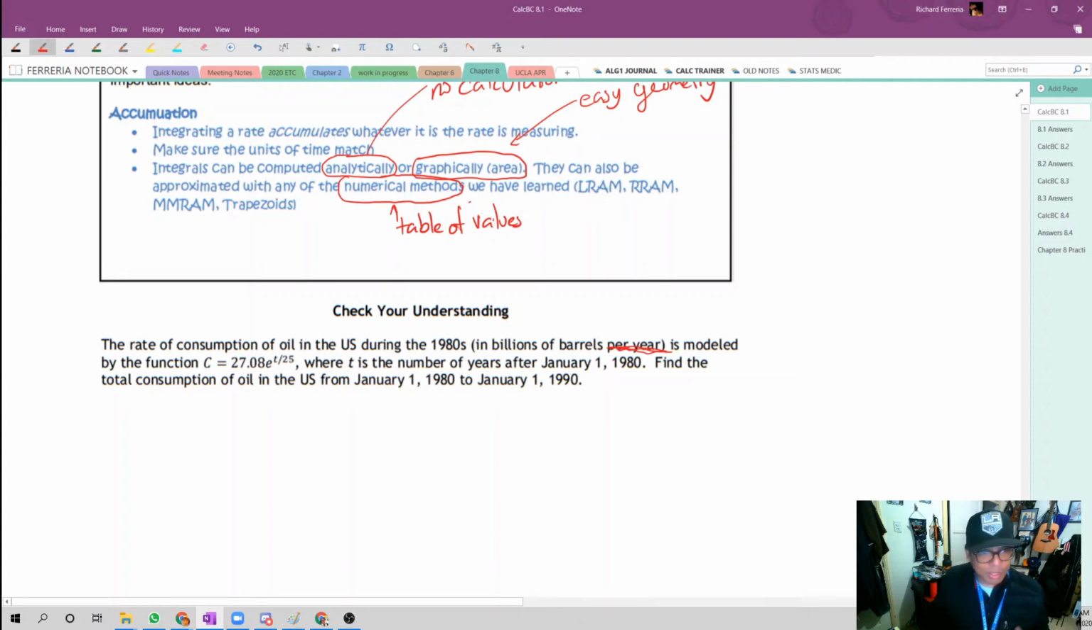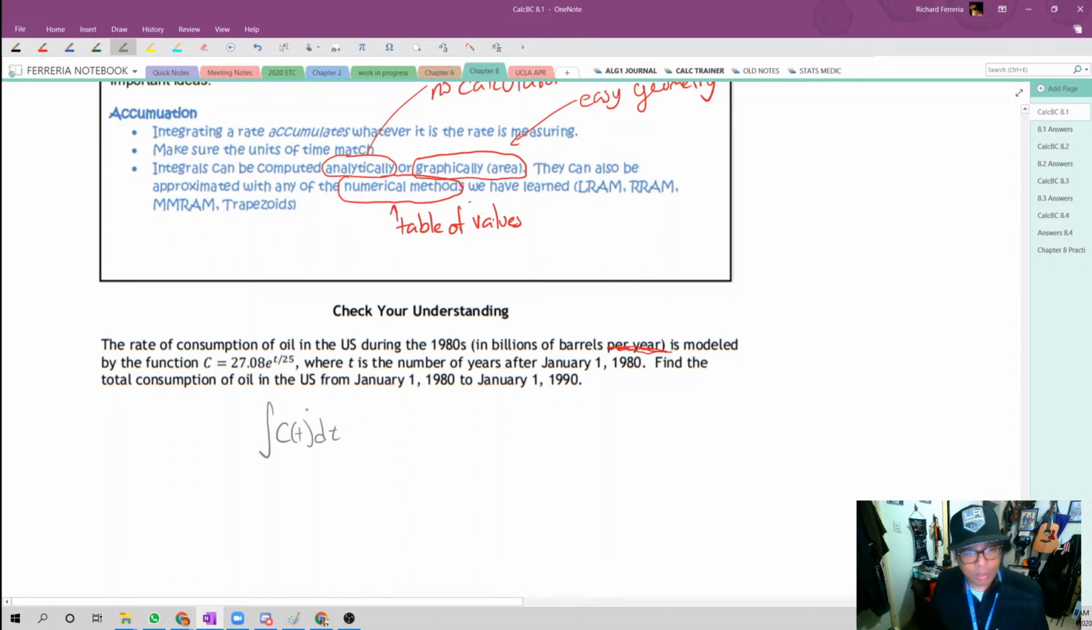So let's make sure the years match up. Actually, before we do that, let's figure out what we're doing. Sorry, getting ahead of myself. So we're going to find the total oil consumption. So that's the total number of barrels. So we're going to integrate the barrels per year, the rate of consumption. So if we integrate the rate of consumption, then we'll get the total number of things being consumed.